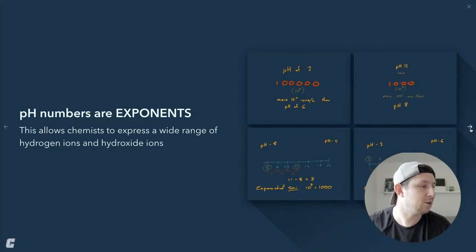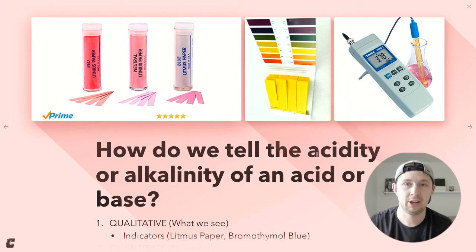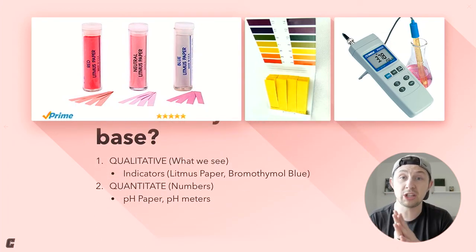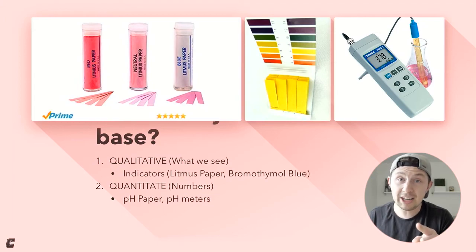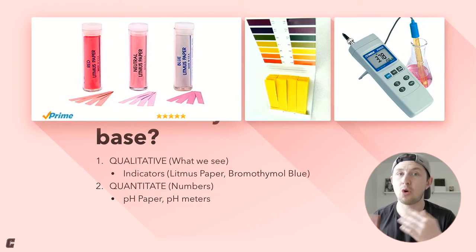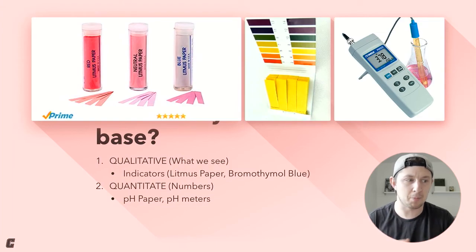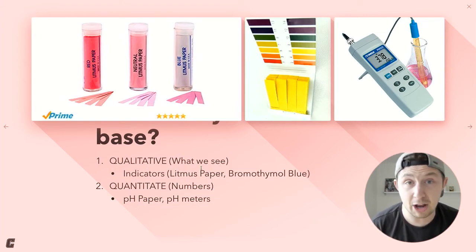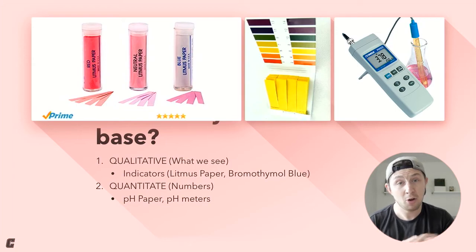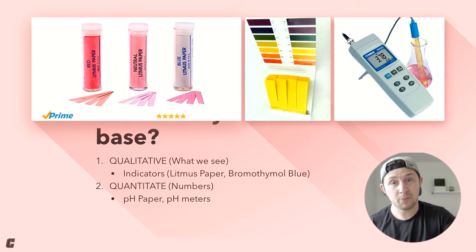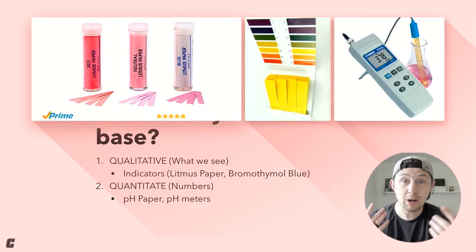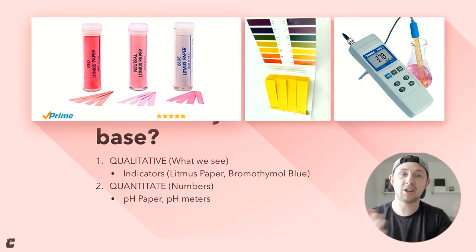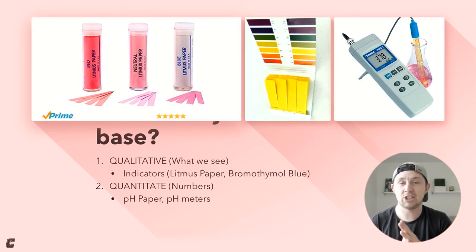Finally, the last thing worth talking about is how do we tell if something is acidic or basic? How do we tell the acidity or alkalinity of a substance? Really there's two things we're talking about here: qualitative means, what we see, and quantitative means, what we can actually measure numbers-wise. Our qualitative measures would include things like litmus paper. Red litmus paper turns red in an acid, but blue in a base. It can tell us whether it's basic or acidic. There's no number attached to it. It just tells us whether it's basic or acidic.